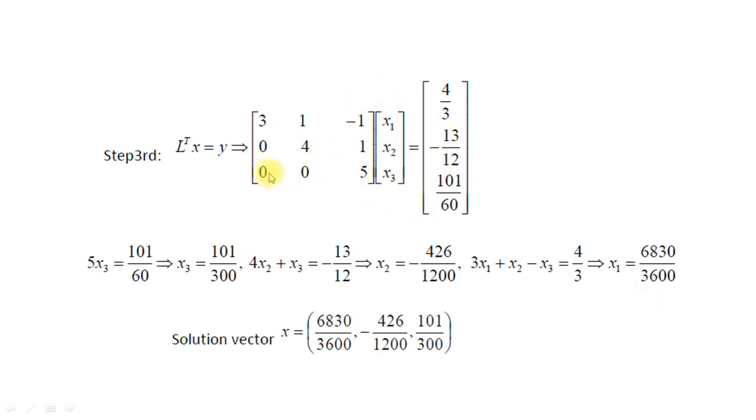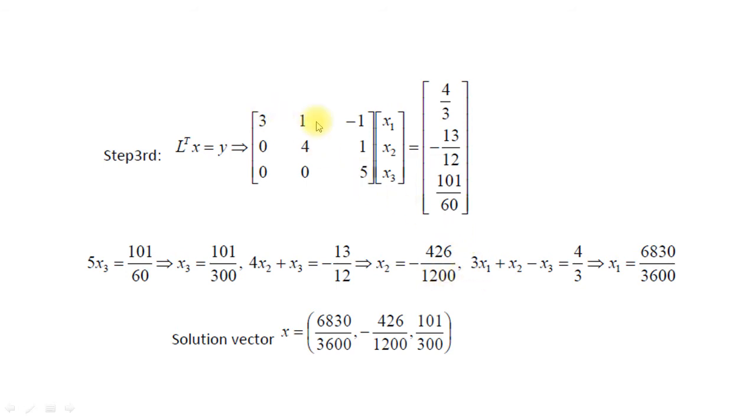Now putting the column matrix y in this equation, L transpose into X is equal to y. This is the transpose of the lower triangular matrix, this is the unknown matrix, and this is the y matrix. Now from back substitution we obtain 5x3 is equal to 101 divided by 60, and dividing both sides by 5 we obtain x3 is equal to 101 divided by 300. Similarly 4x2 plus x3 is equal to minus 13 by 12, so putting the value of x3, we obtain x2 is equal to minus 426 divided by 1200.